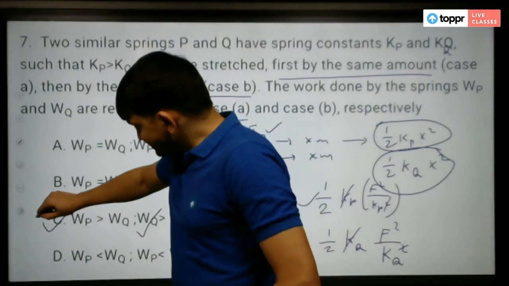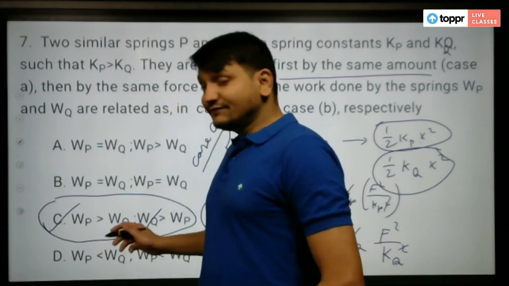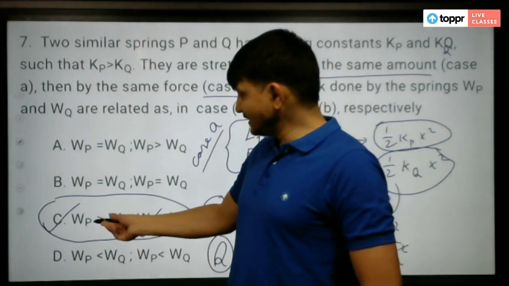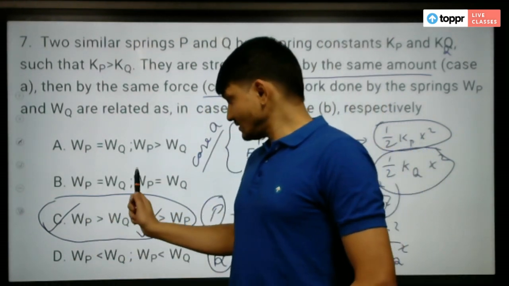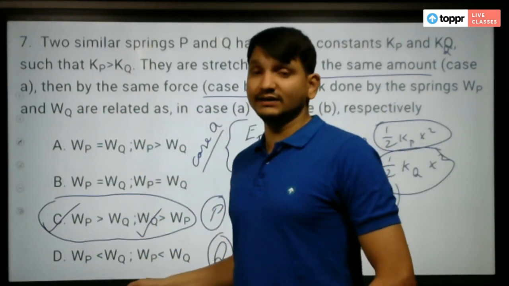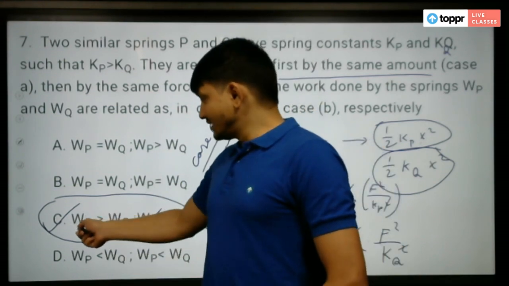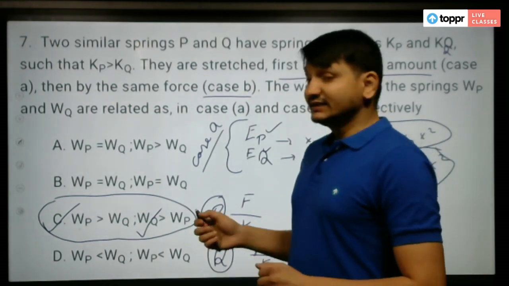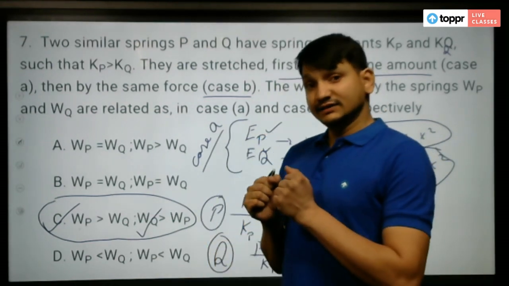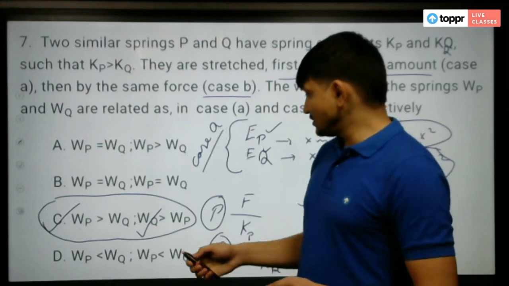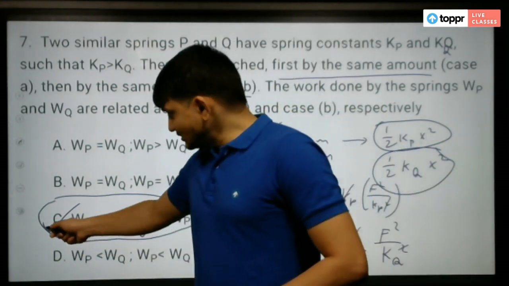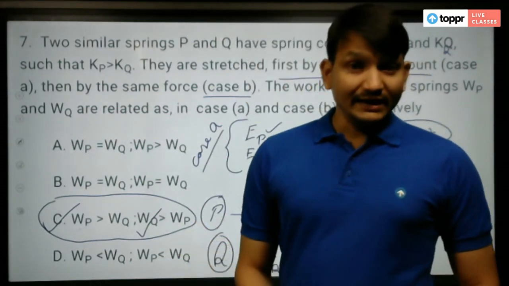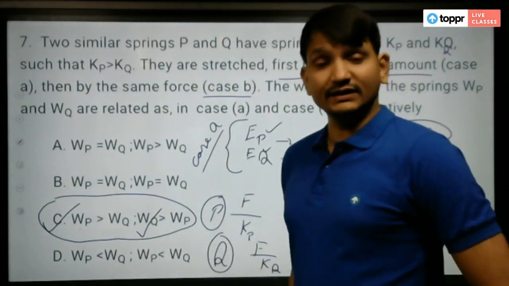So our answer is C. If the stretching is the same in both springs, then the work done in the spring which has the greater spring constant would be greater. But if the force is the same in both springs, then the work done in the spring which has the smaller spring constant would be greater. So that's our answer.